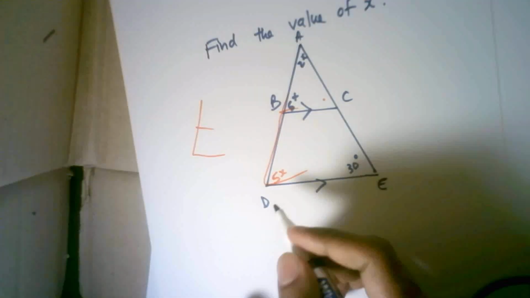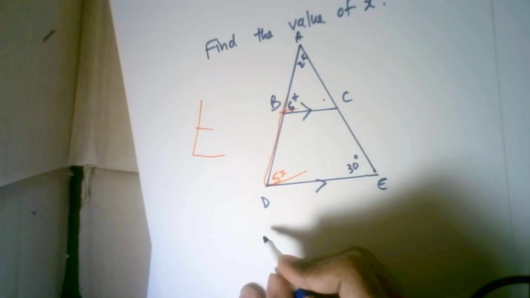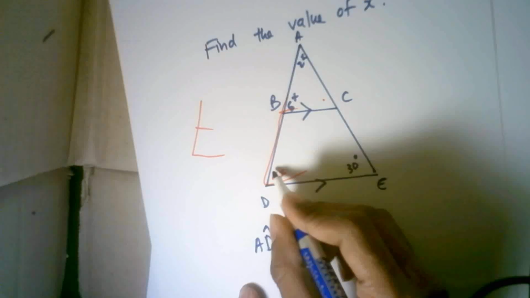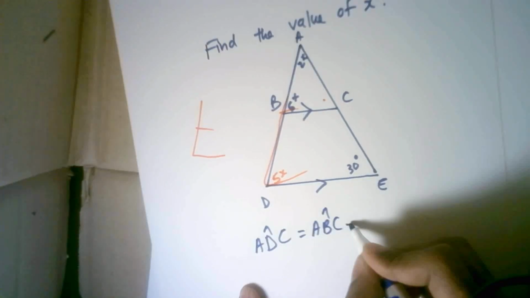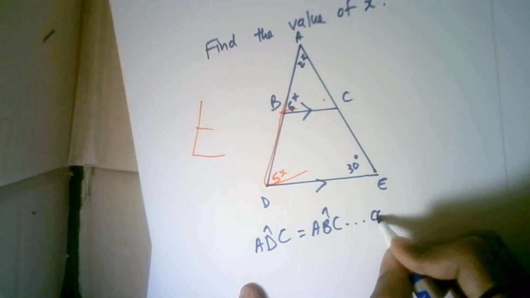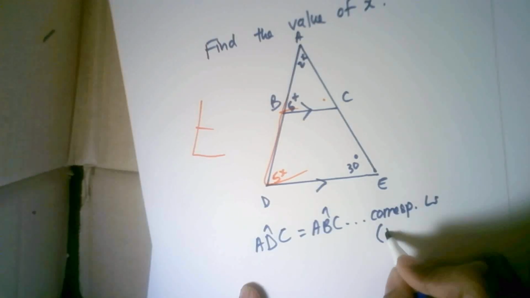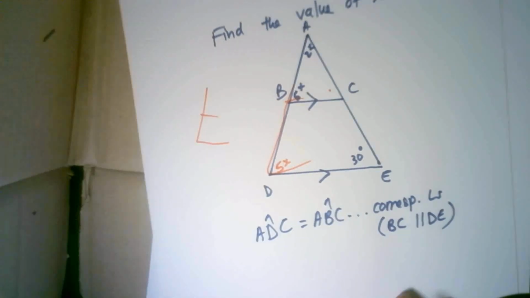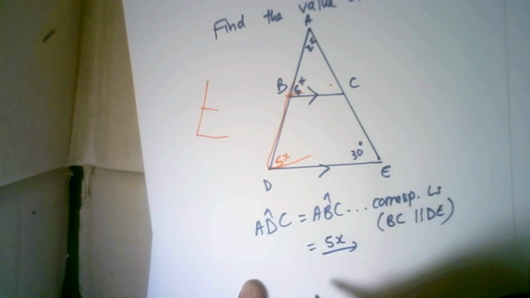So firstly, let's do the first method that we have seen. We found angle D in terms of x. So we said that angle ADE, that's this angle here, is equal to angle ABC. And the reason for that is corresponding angles. Which lines are parallel? BC is parallel to DE. So we can clearly see that this angle is also equal to 5x.